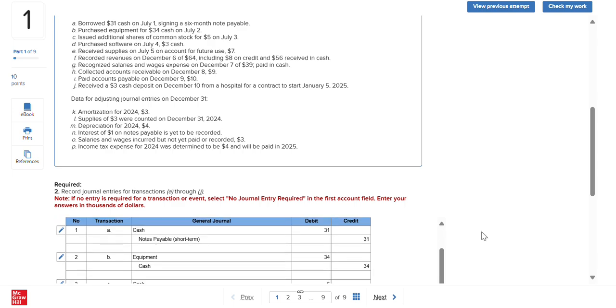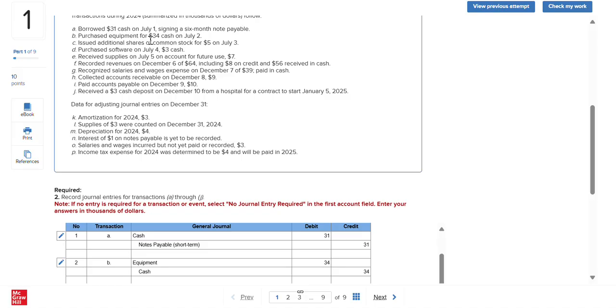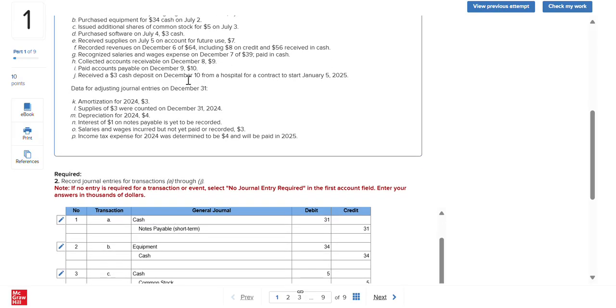Then another example would be transaction B. It says they purchased equipment for $34 cash. So since they got new equipment, that made equipment go up 34, and since they bought the equipment with cash, it made the cash go down by 34.